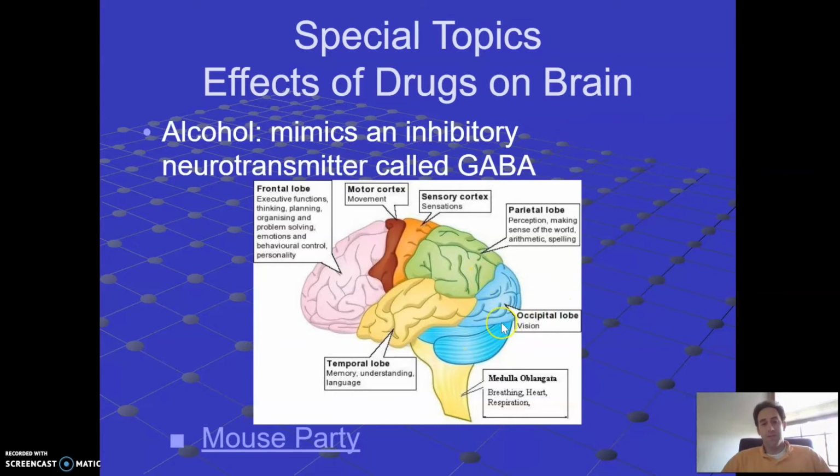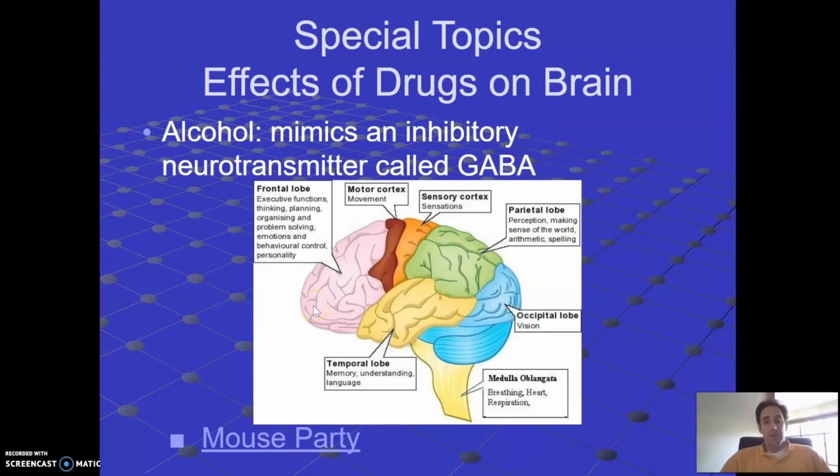Well, that's because this alcohol mimics GABA, and that inhibits and slows down processes in the occipital lobe that processes vision. You might have heard that alcohol causes people to do things that they might not otherwise do, and that's because alcohol inhibits the frontal lobe.